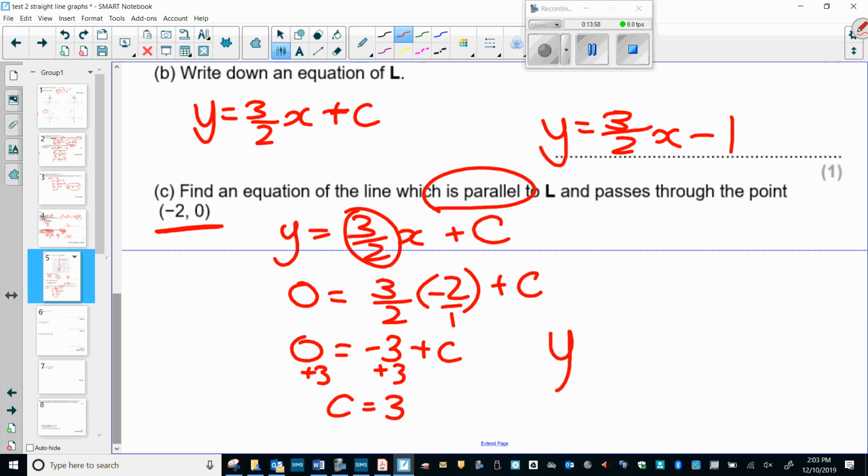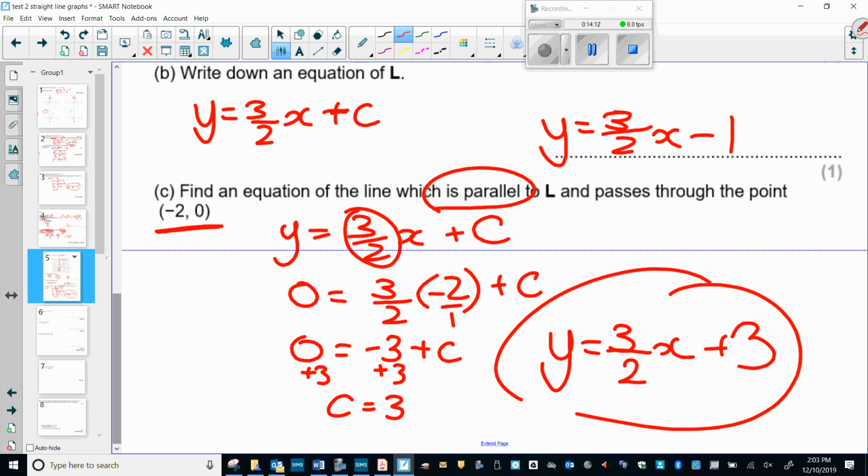So our equation, going back to finishing the question, is y equals 3 over 2 x plus c. Plus what? 3. Yeah. Okay? Good?